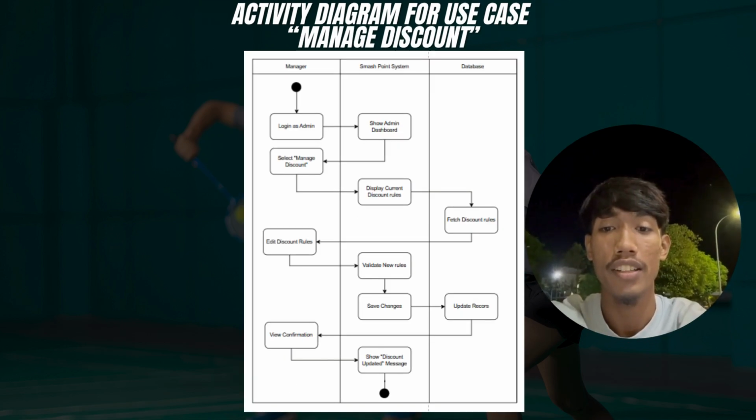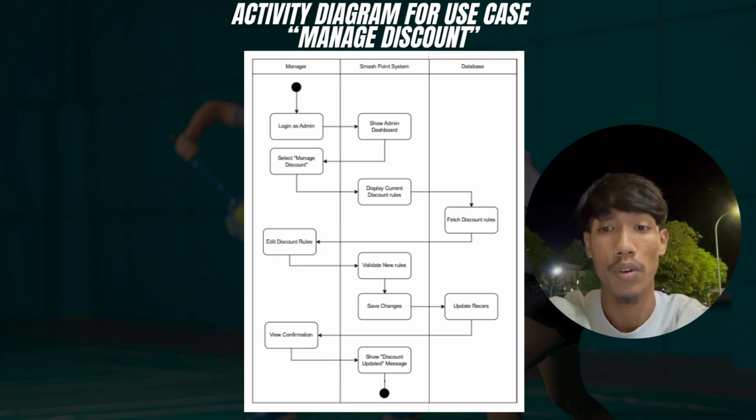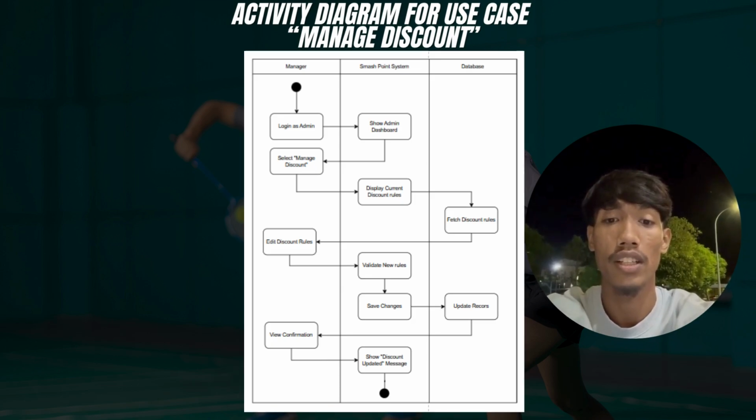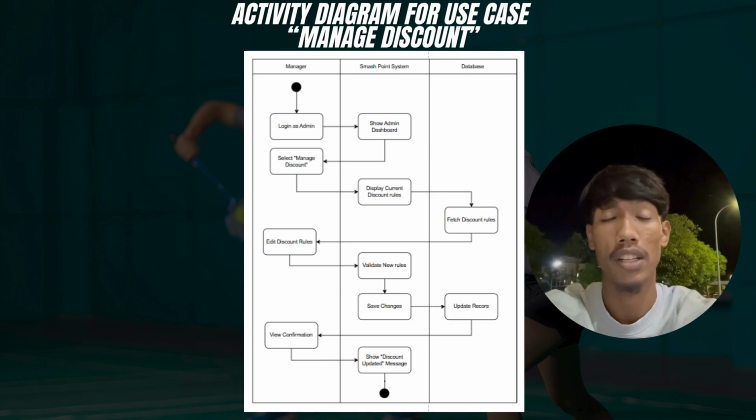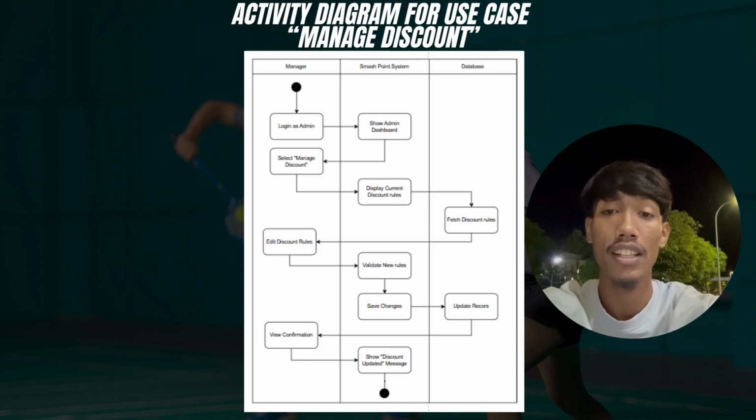So, hi, my part also is for manage discount. Let's begin with the manager or admin discount management workflow. The process starts when a manager or admin logs into the system through the login as admin interface. Upon successful authentication, they are taken to the dashboard. From here, they select manage discount to access discount rules. The system then displays all current discount rules by fetching them from the database.